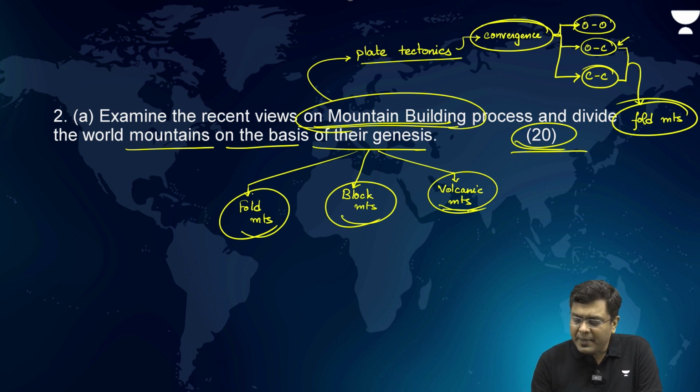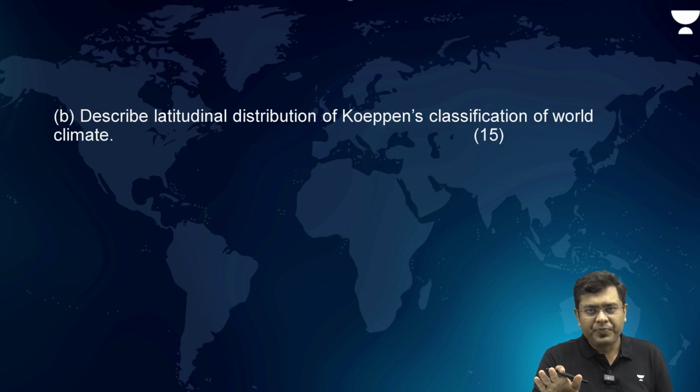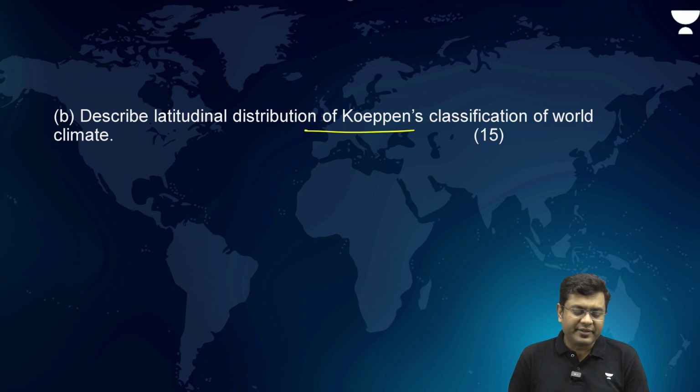So it is a 20 marker. As many images and as much description as required would be sufficient in this. Then describe the latitudinal distribution of Köppen's classification of world climate. Now this is also a straightforward, simple question.